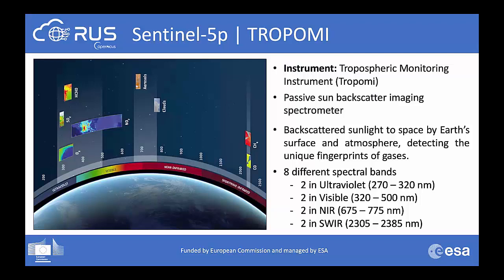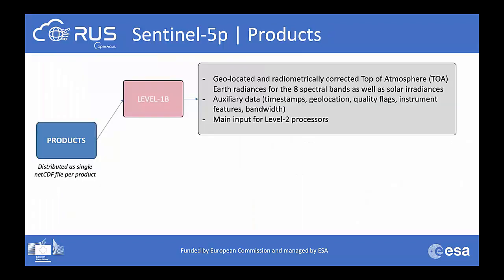Let's move on then to the different data products that are produced by Sentinel-5p. The data products from the Sentinel-5p instrument are distributed to users at 2 different levels, and it's very important for you to understand the differences so that you know which one you should pick when you download the data. On one side we have the level 1b product, which provides geolocated and radiometrically corrected top of the atmosphere Earth radiance in all spectral bands, as well as solar irradiance, and is the main input for the level 2 processor. So in the level 1b product you will find the actual measurement done by the instrument that is carried in Sentinel-5p.